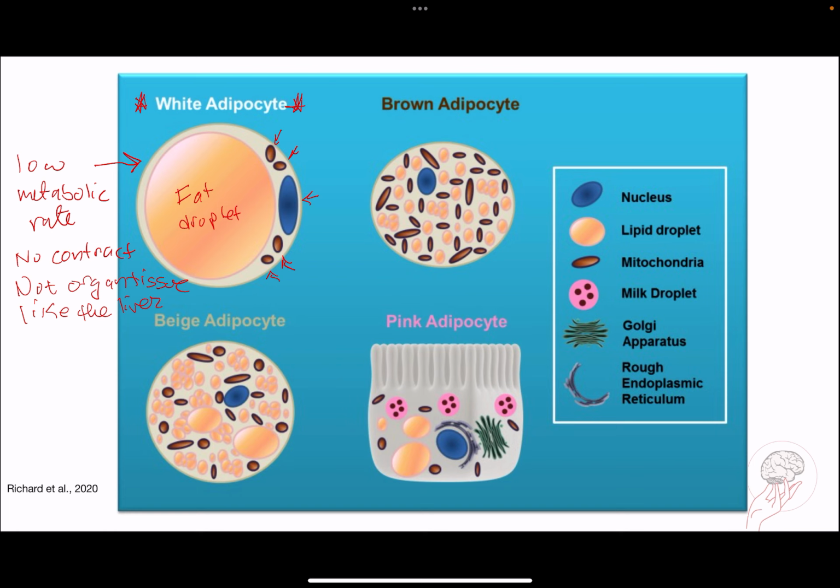And remember that if the fat droplet increases, this is hypertrophy. And if we have more fat cells, this is hyperplasia.